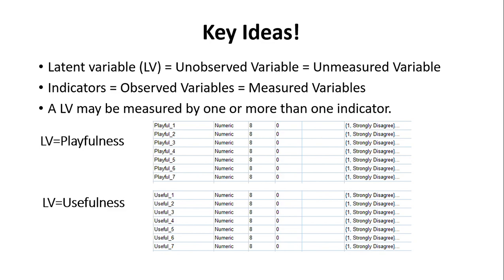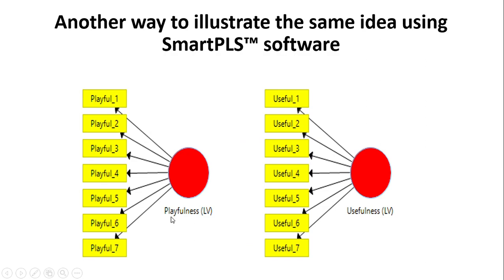For example, in this diagram, you can see that I have used 7 indicator items to measure playfulness, which is my first latent variable, and similarly, I have used another set of 7 indicator items to measure another variable, that is usefulness. So this is the latent variable, and these are its respective indicators, and similarly, this is another latent variable that you would like to measure with the help of another set of 7 indicator items.